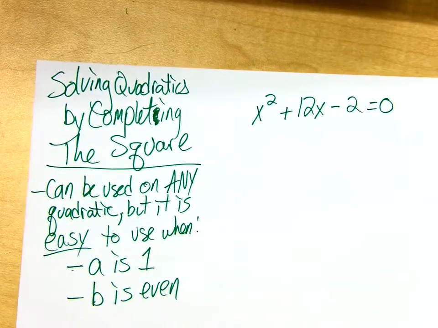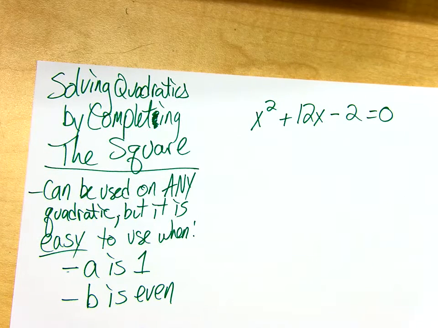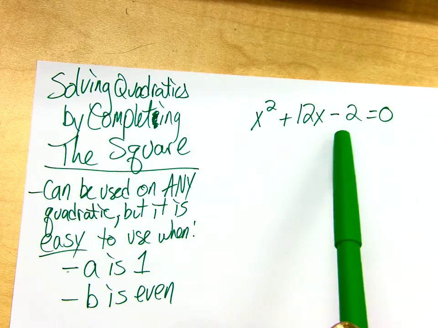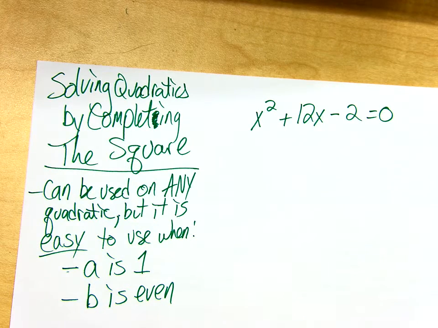All right, so here's my quadratic: x squared plus 12x minus 2. Can I solve this one by square rooting? No. Can you solve by factoring? Are there factors of 2 that add up to be 12? No. So here's an example of a good time to use completing the square. I can't use my previous two methods, so let's go through this.